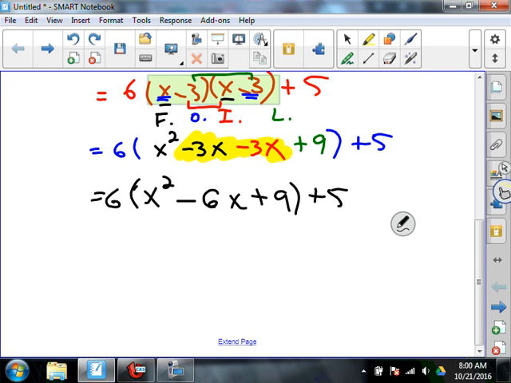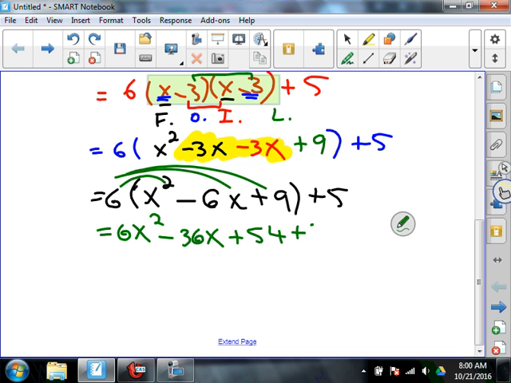So far, so good. Now we're ready to do something with that icing on the cake. Now I'm going to distribute the 6 through. So it's going to be 6x squared minus 36x plus 54 plus 5. So it's 6x squared minus 36x plus 59.